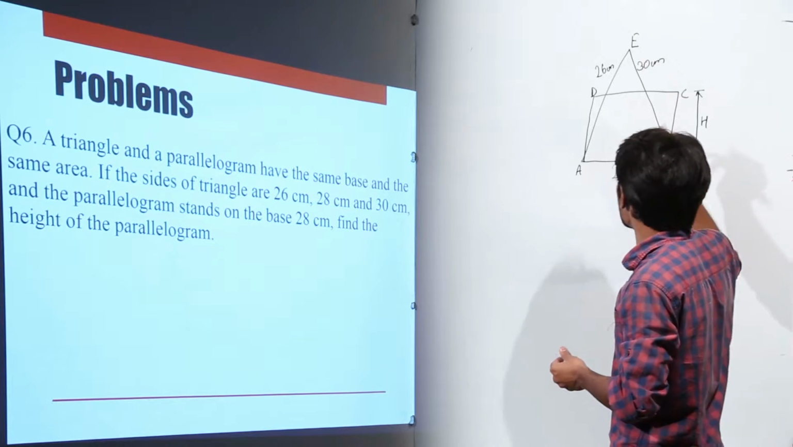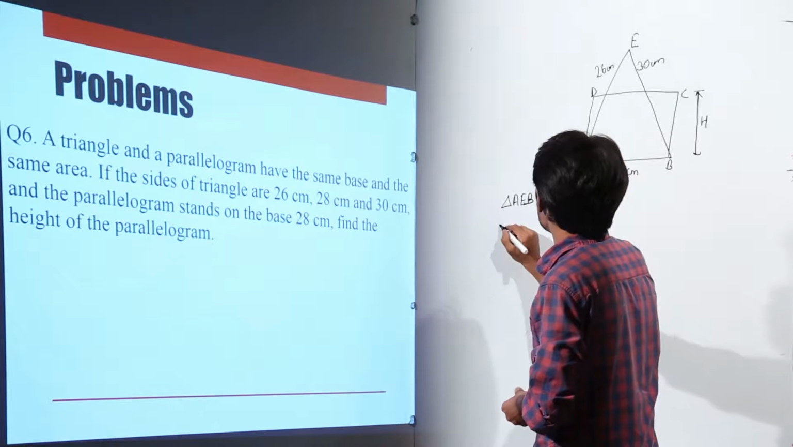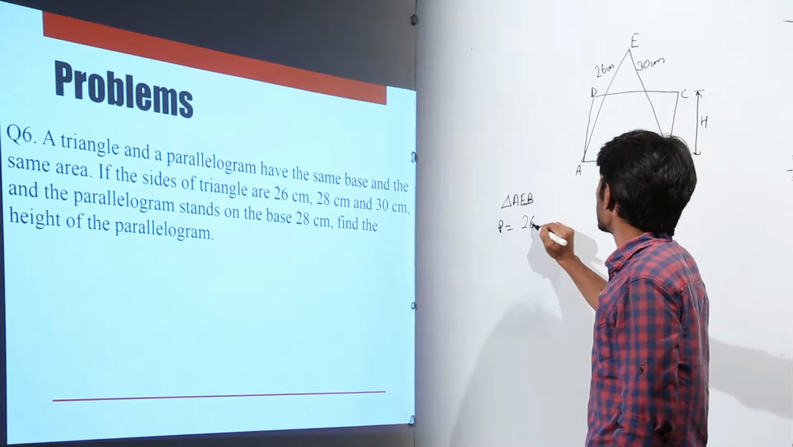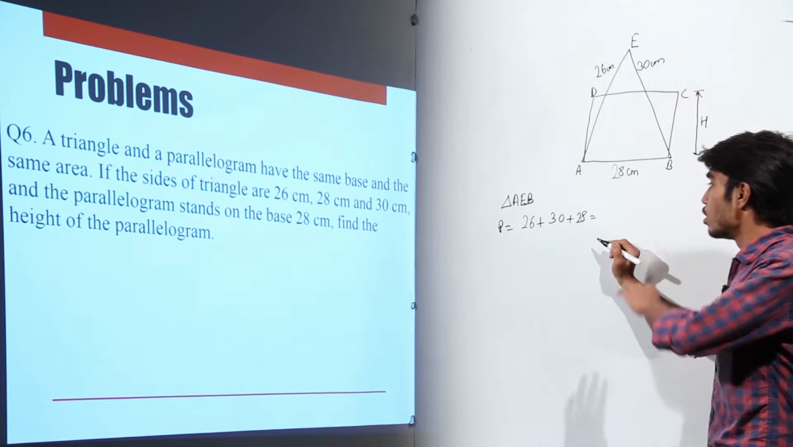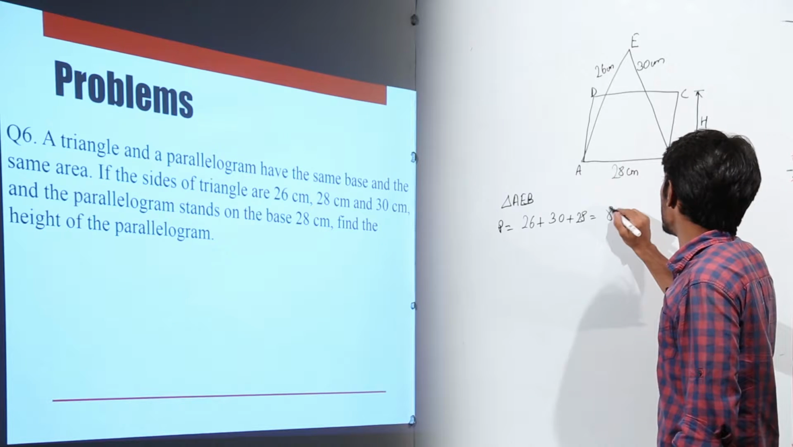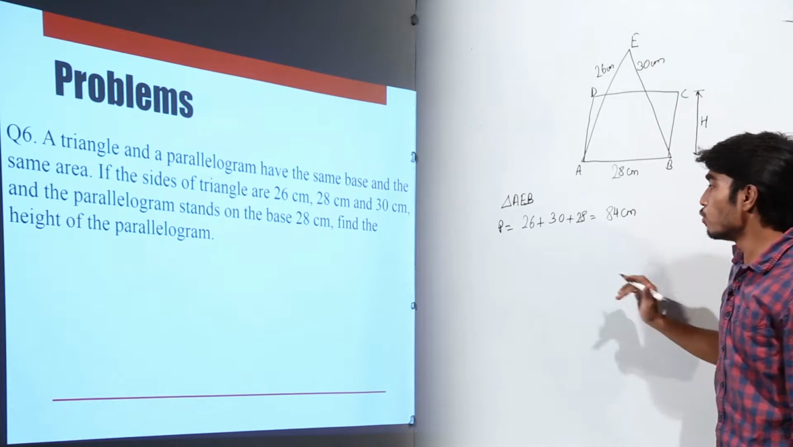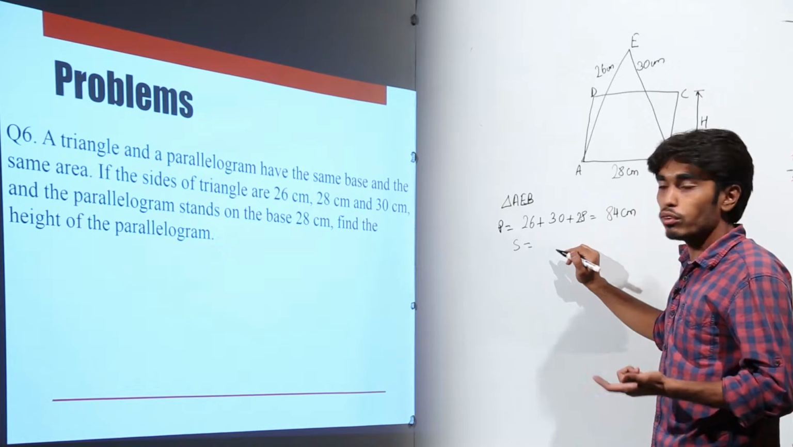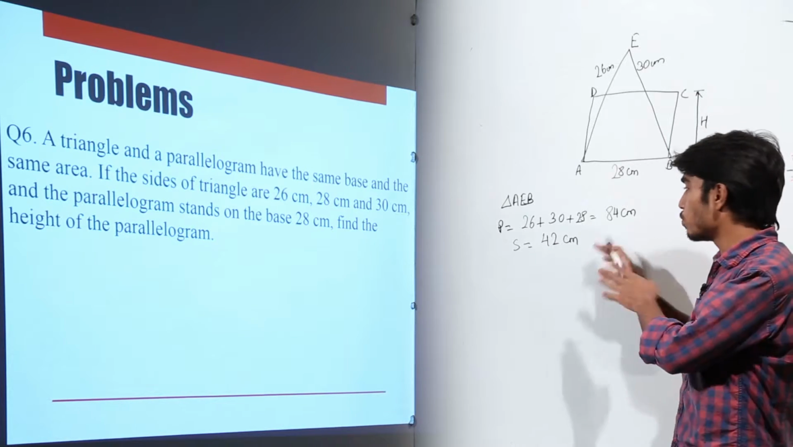First we'll calculate the area of the triangle AEB. For triangle AEB, the perimeter is the sum of all the three sides, that is 26 plus 30 plus 28, which makes it 56 plus 28, that is 84 centimeter. The units are in centimeter. So the semi perimeter would be half of 84, that is 42 centimeter.